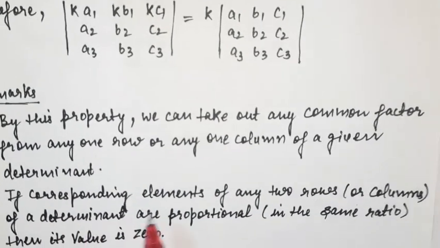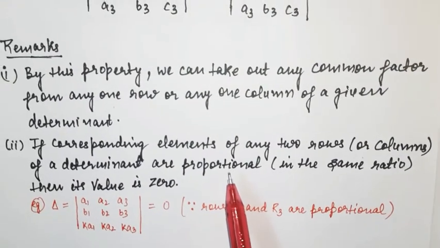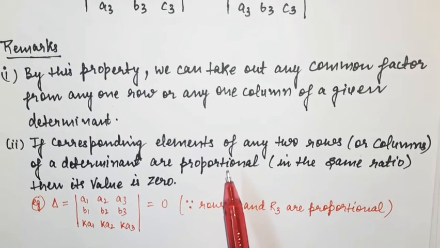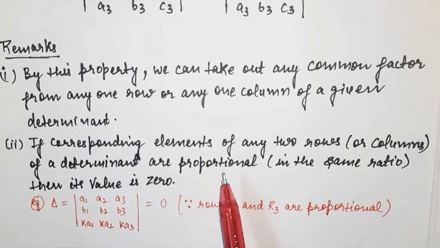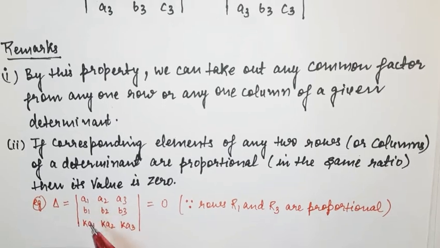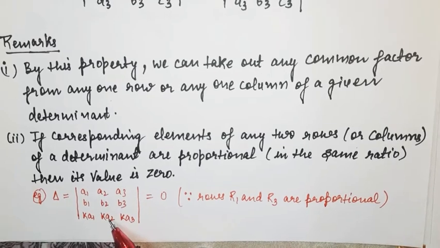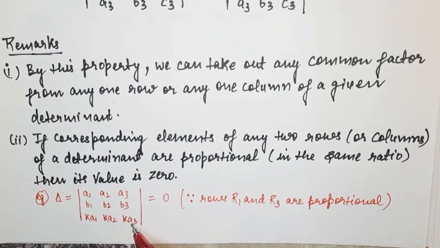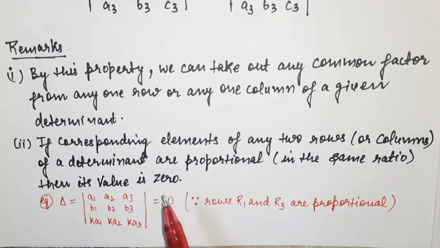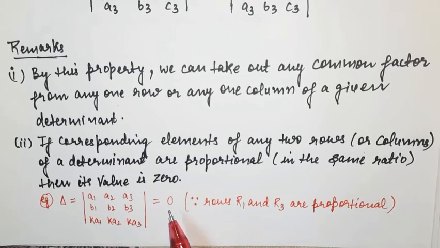Next is, if the corresponding elements of any two rows or columns of a determinant are proportional, then the value will become 0. Till now in property 3, we have studied that if any two rows or any two columns are same, then the value of the determinant will become 0. Here, if I am getting this determinant, that means a1 upon ka1 will give you 1 upon k, a2 upon ka2 will give you 1 upon k, a3 upon ka3 will give you 1 upon k. That means R1 and R3 are proportional. So the value will become 0. If you are solving normally with the help of the formula, still you will get the value 0.